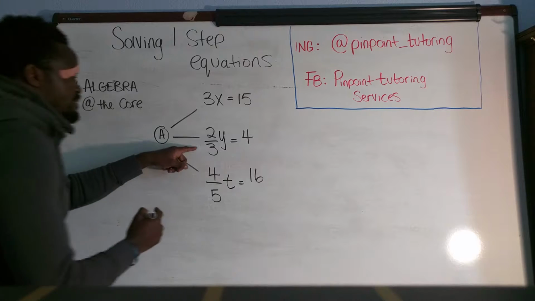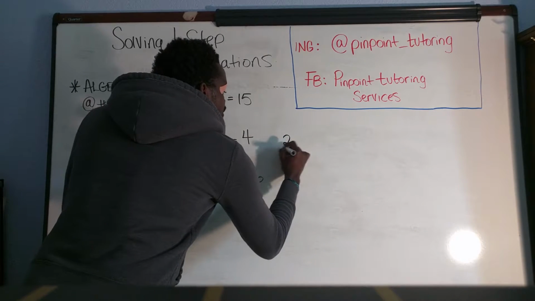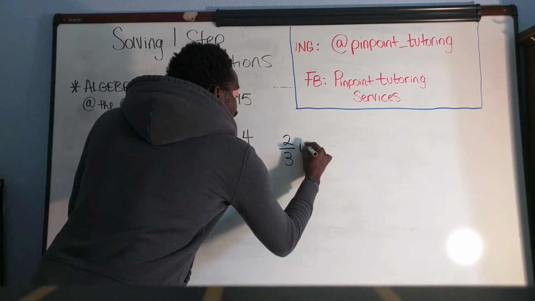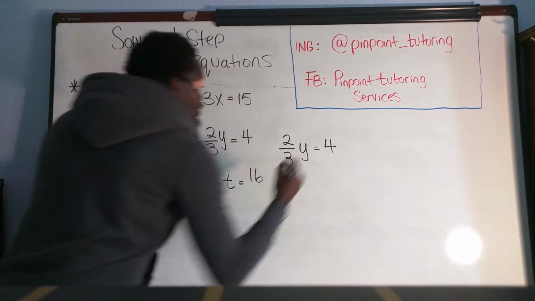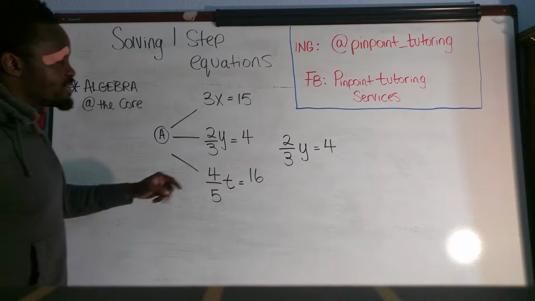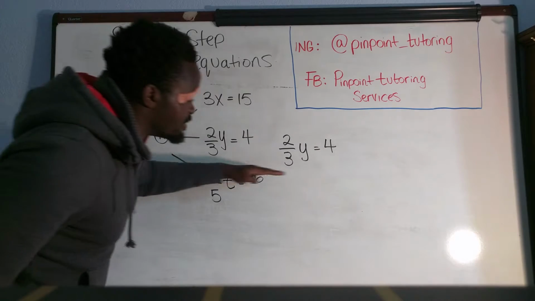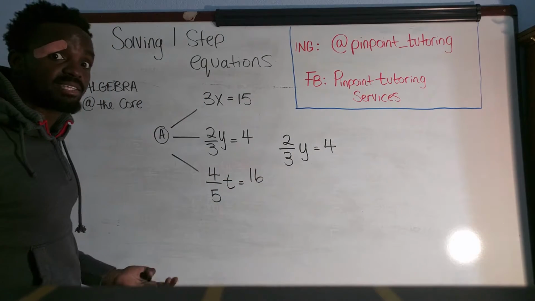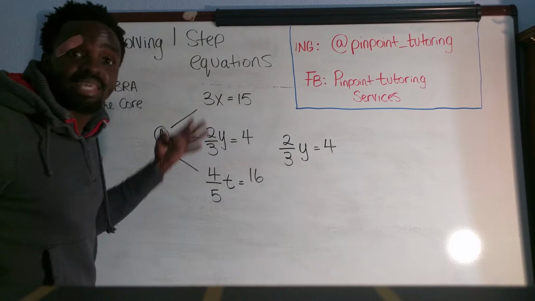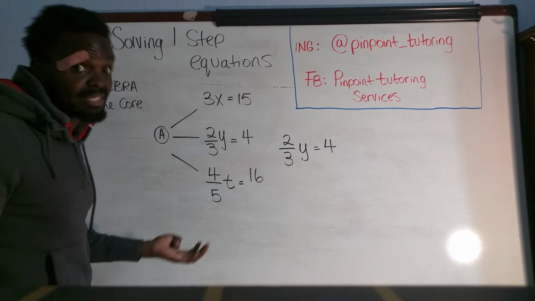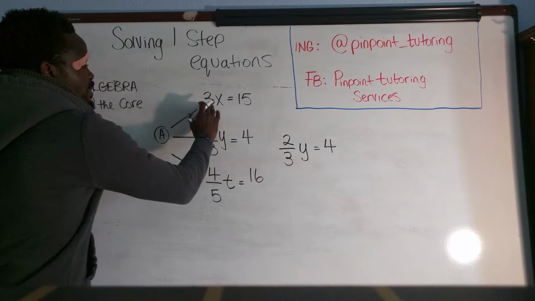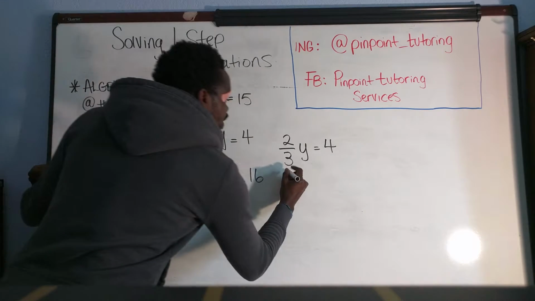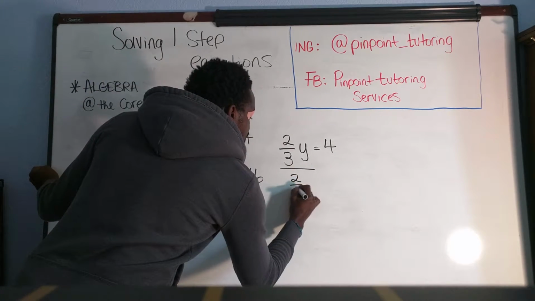Right? So now let's focus on the middle one. Let's say 2/3 of y is equal to 4. In the previous example, we were easily able to just divide, and there's a couple of ways to do this, and you can do it the exact same way. Even though it's a fraction, you can divide a fraction by itself. So the same way we divided both sides by 3, here we're going to divide both sides by 2/3.